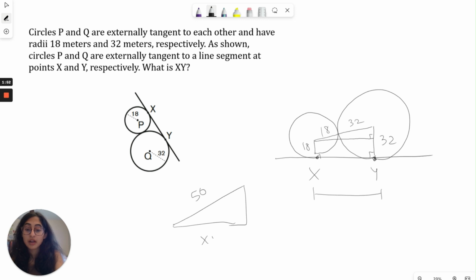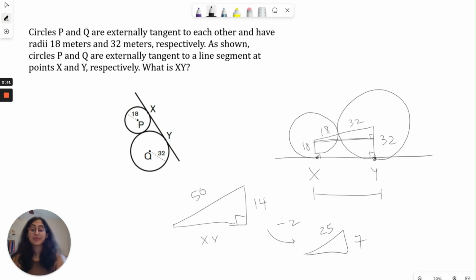We're solving for XY. This isn't XY, but it's the same length as XY, since we form a little rectangle here. And this leg over here is just going to be 32, this total length, minus 18, which is this length. So if it's 32 minus 18, it's going to be equal to 14. So XY is just going to be the leg of a right triangle with a hypotenuse of 50 and another leg of 14. Just to scale this down to make our calculations simpler, let's divide this by a factor of 2. We get a hypotenuse of 25 and then 7.